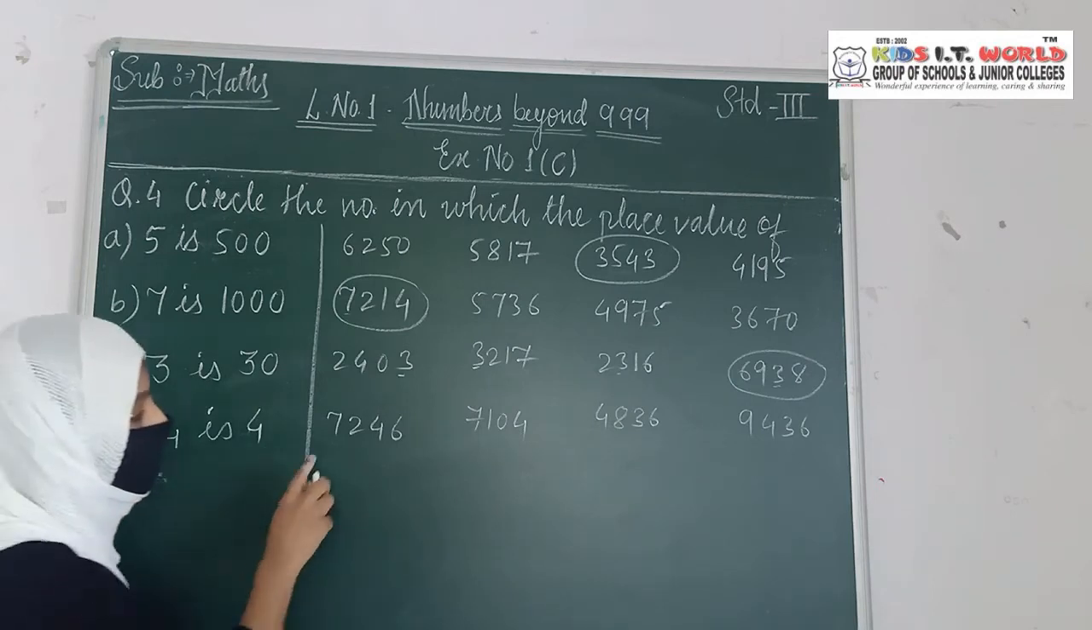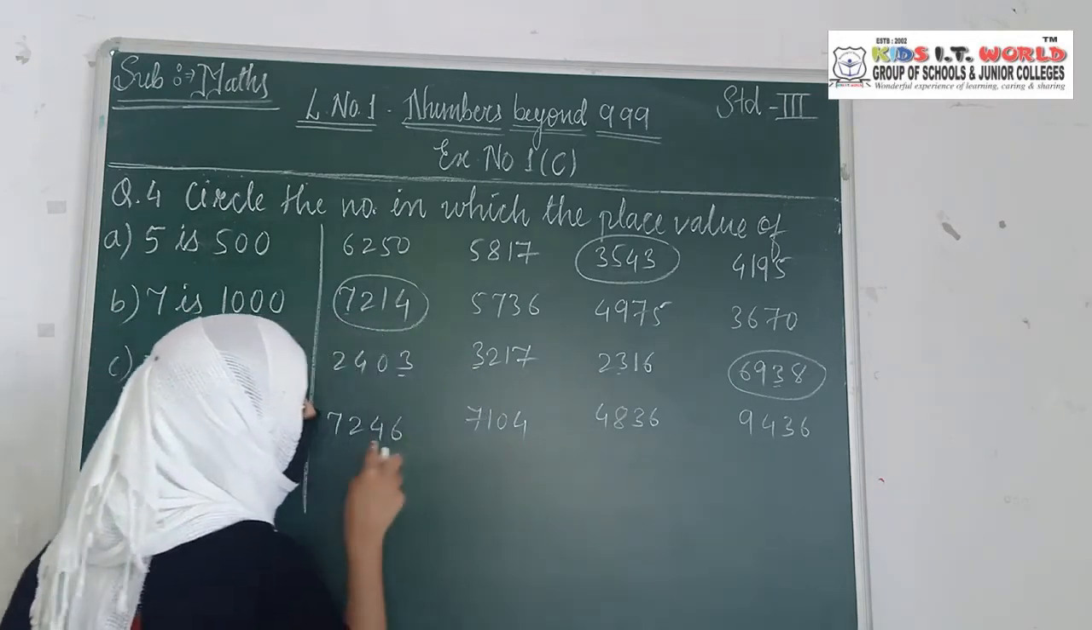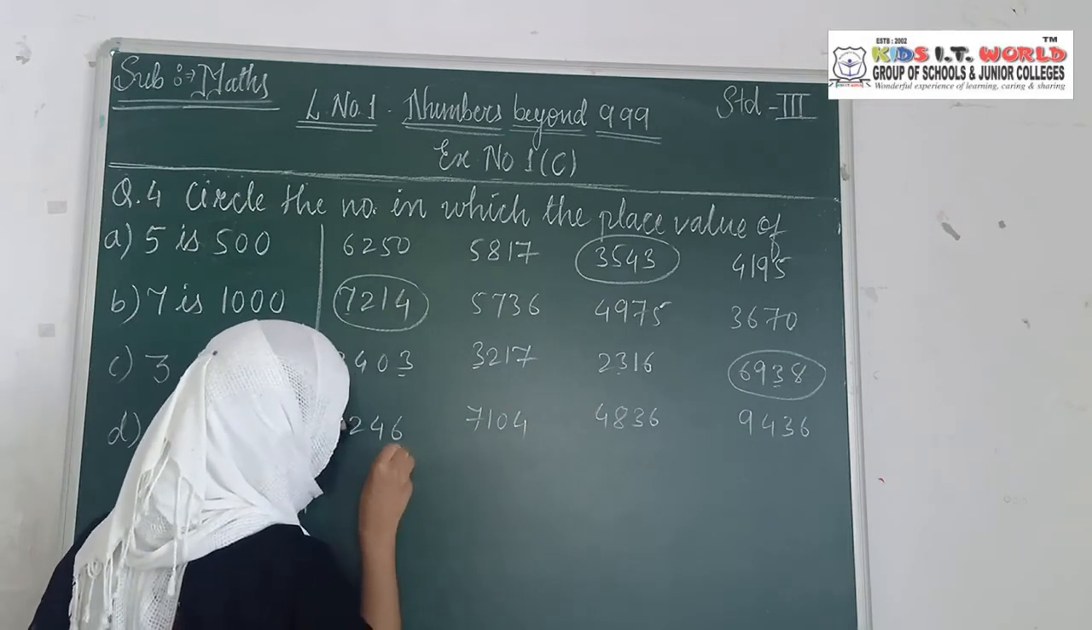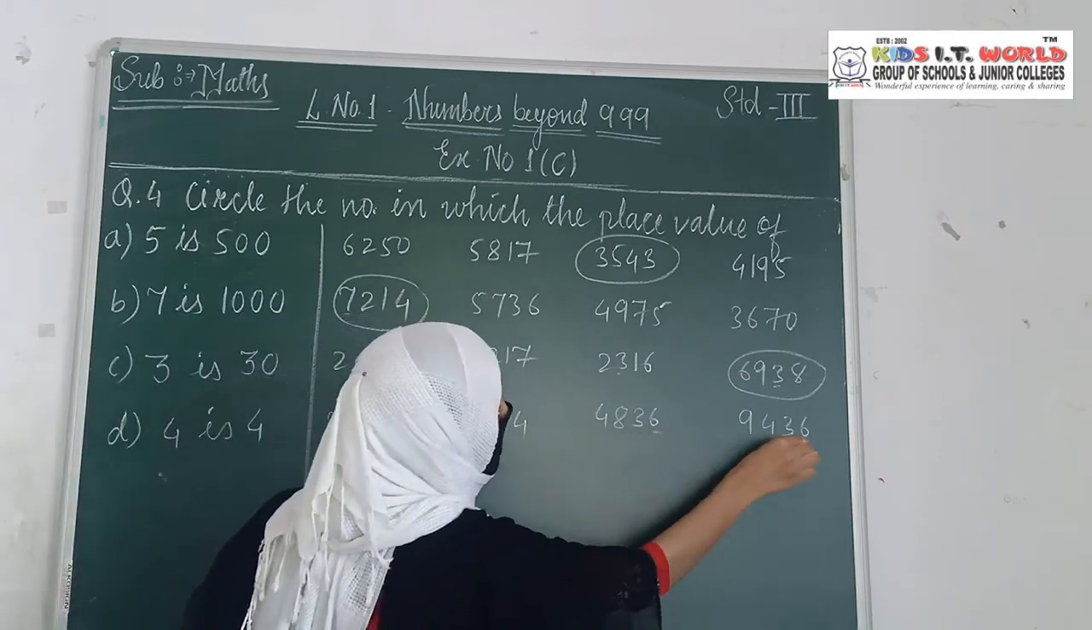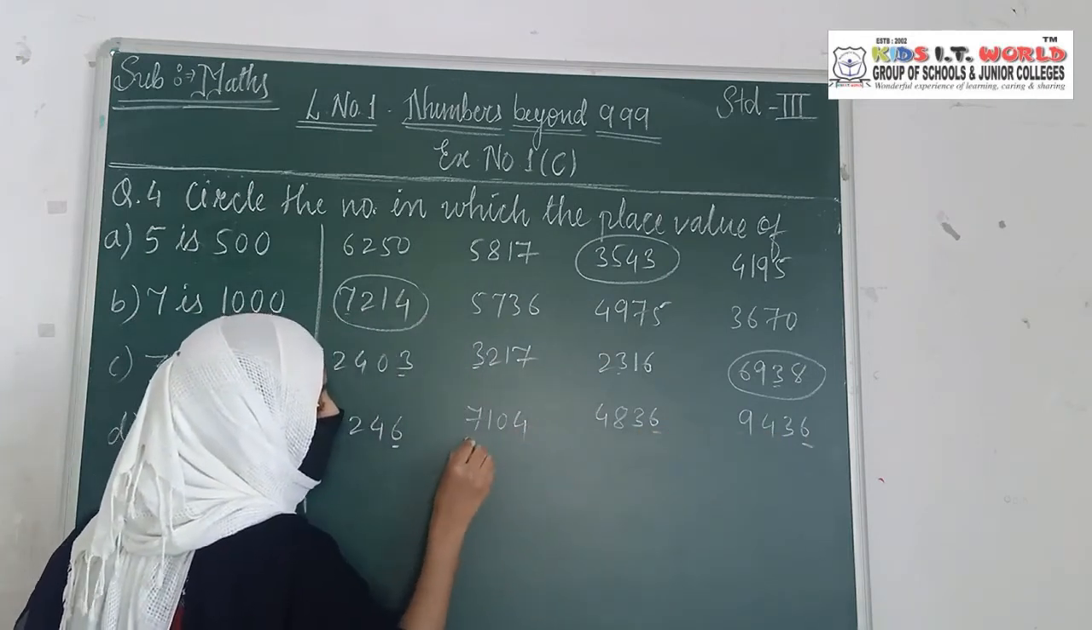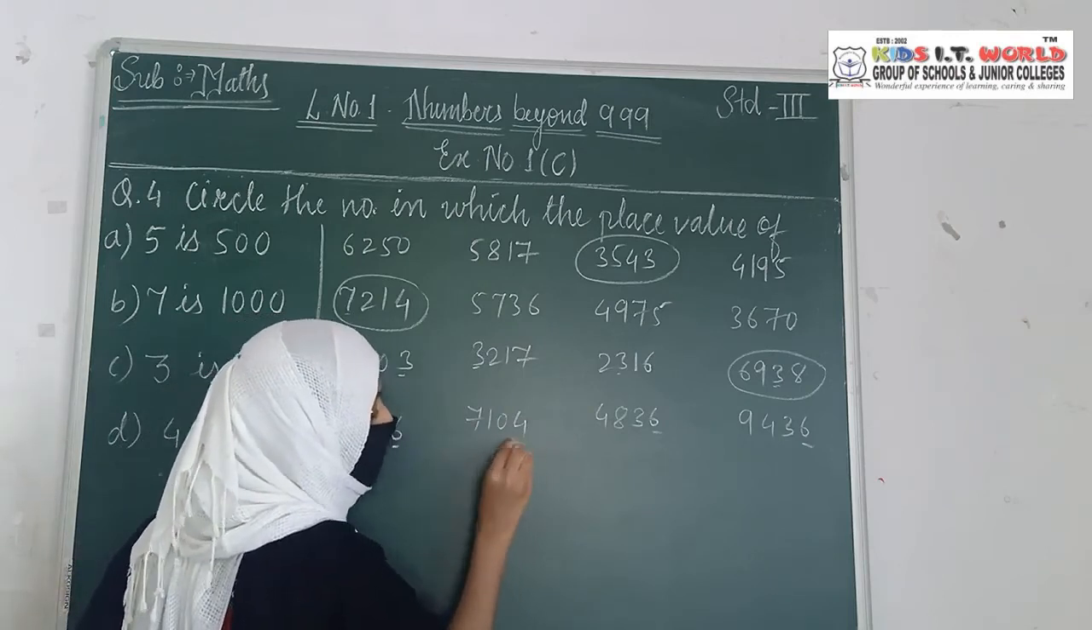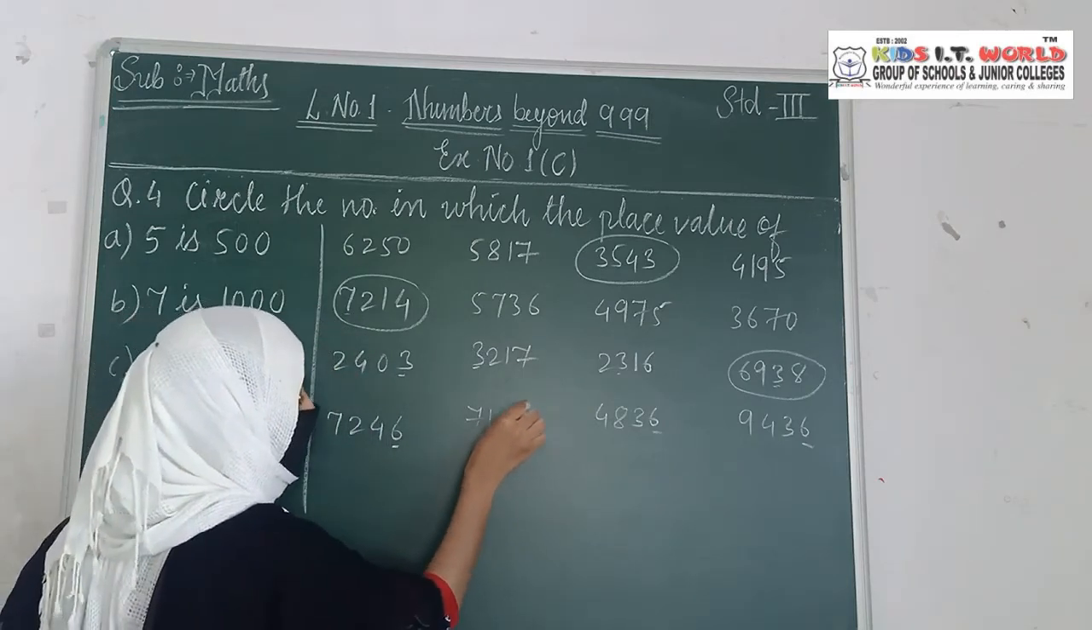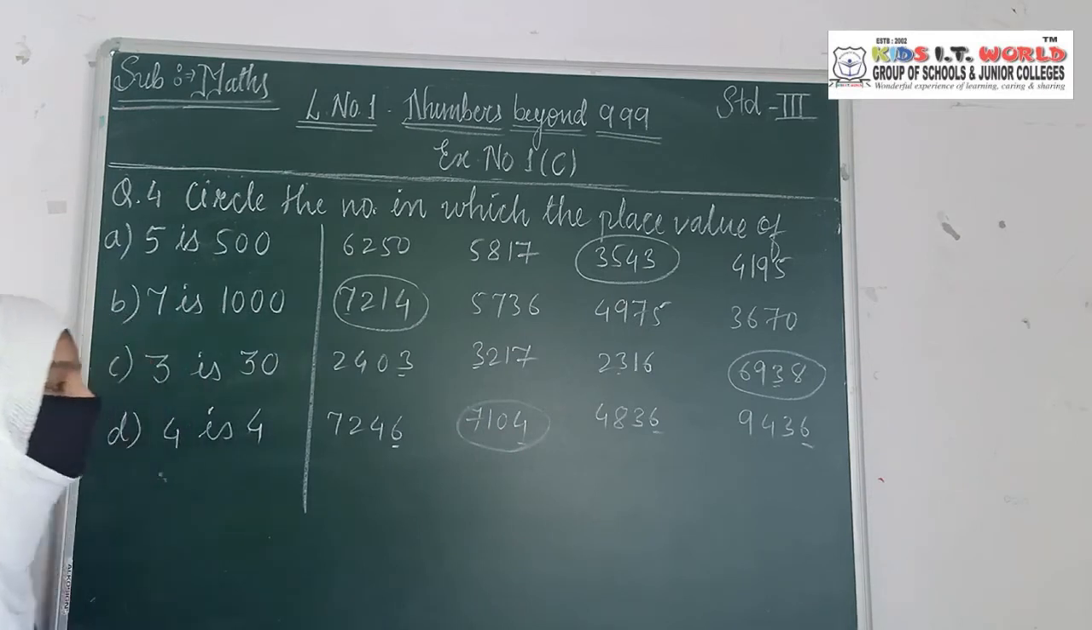So here you can observe the question from this. On the last position, it is 6, it is 6, it is 6. But the second one is having 4 on the ones place. So this answer is correct, so circle this answer. In this way, from the place value, you have to guess which number is correct for the given place value.